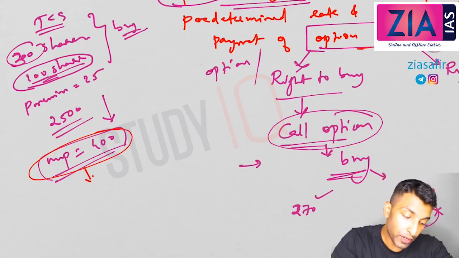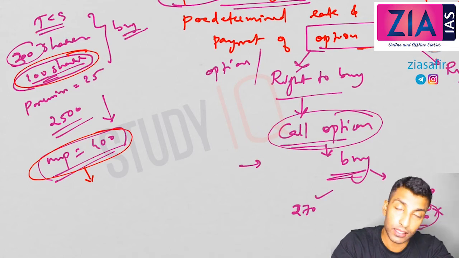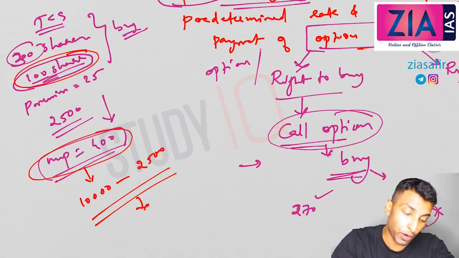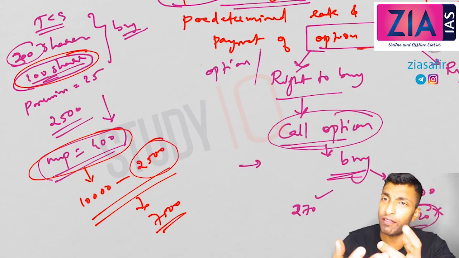So here, what is your profit? 100 rupees per share is your profit. So you will get this 100, and similarly 100 shares are there. So 10,000 profit you will get. 10,000 minus the premium you paid, 2,500. This is your actual profit. Okay, so 7,500 is your actual profit, because the premium paid is anyway paid.